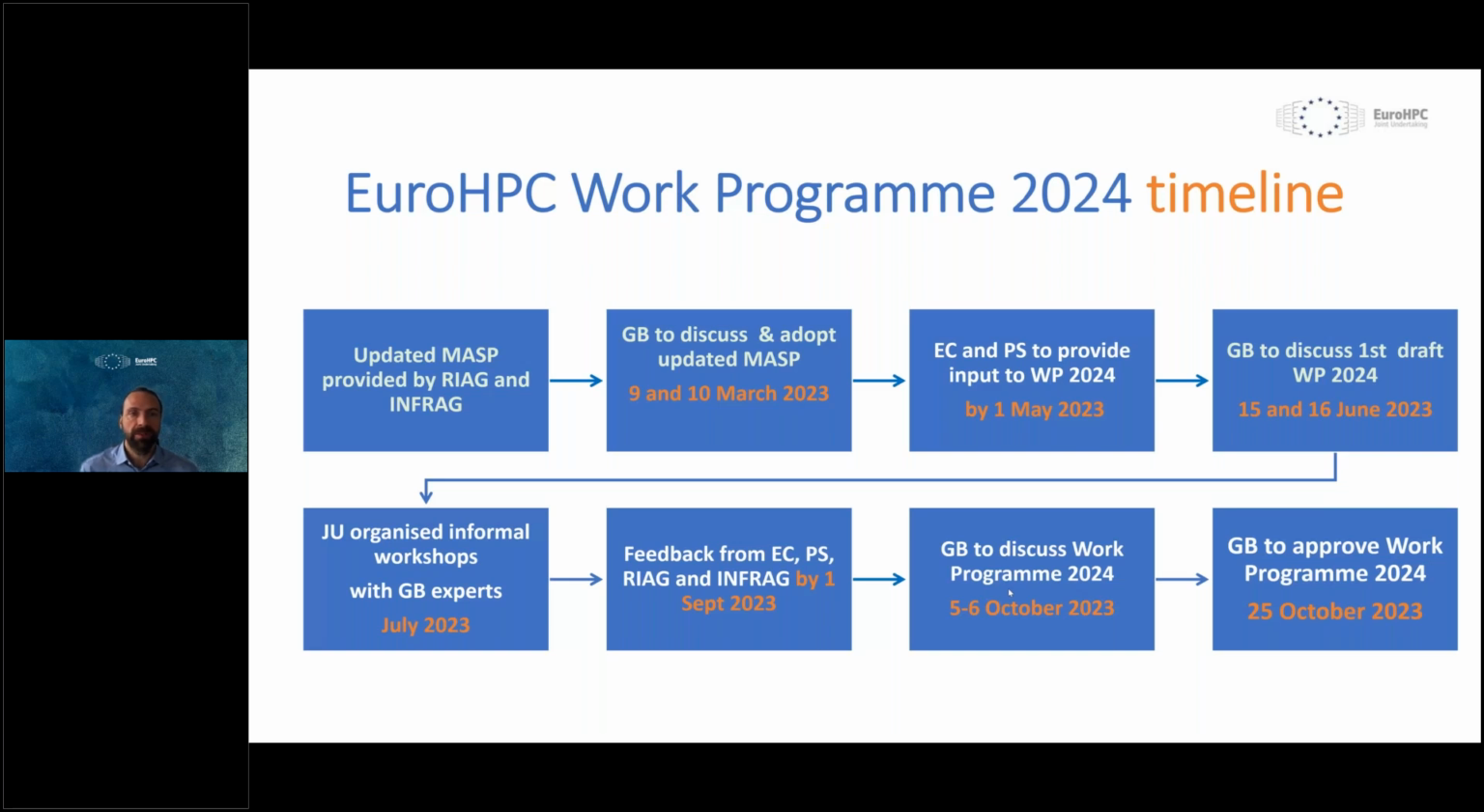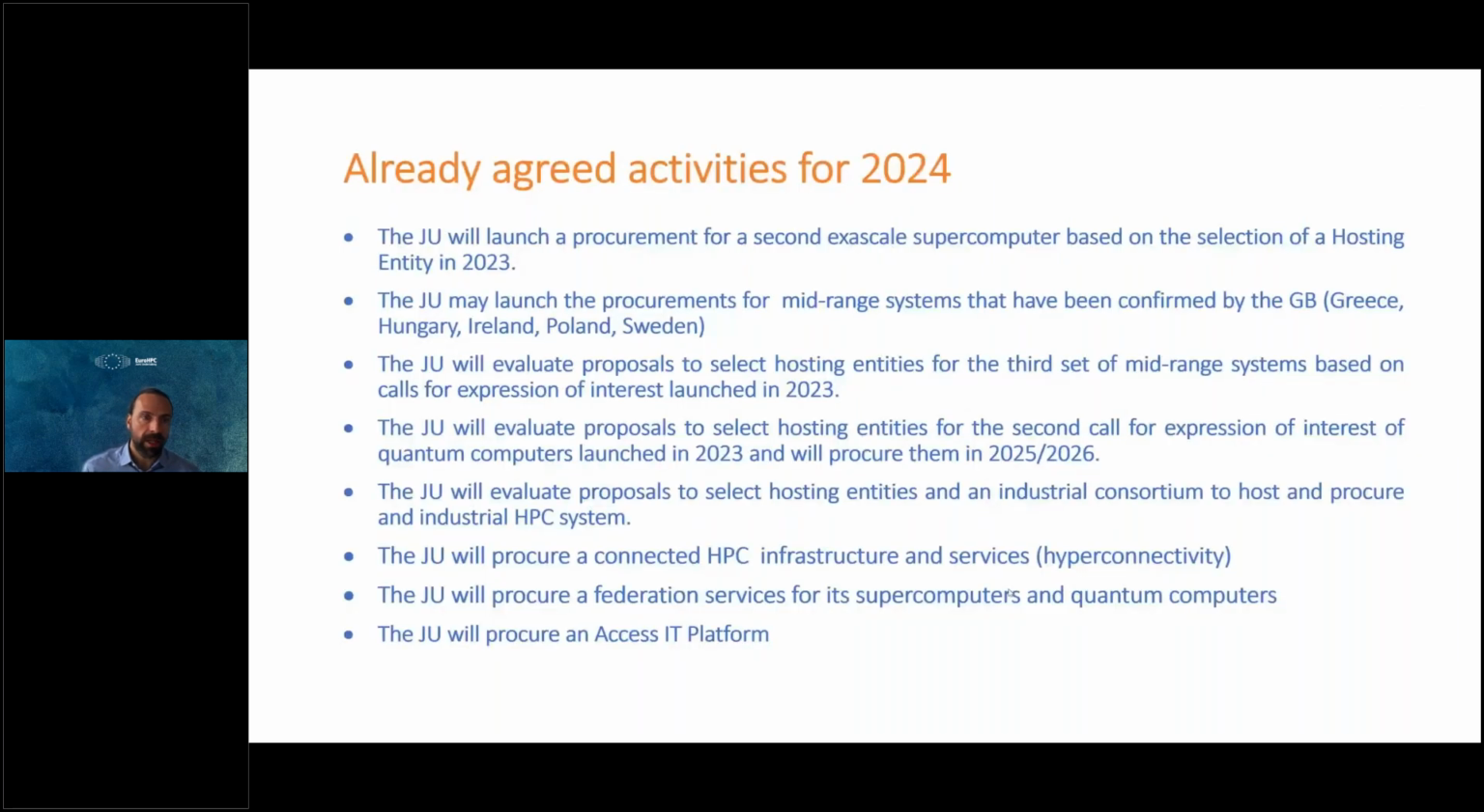There are a number of activities that are already agreed. So the joint undertaking will launch a procurement for a second exascale supercomputer based on the selection of the hosting entity in 2023. This is the Jules Verne Consortium in France. The JU may launch a number of procurements for mid-range systems, so this is yet to be confirmed. There are discussions going on with the involved countries and consortia. We will evaluate a number of proposals to select new hosting entities in a number of areas, mid-range systems, quantum computers as well, which we will procure in 2025 and 26.